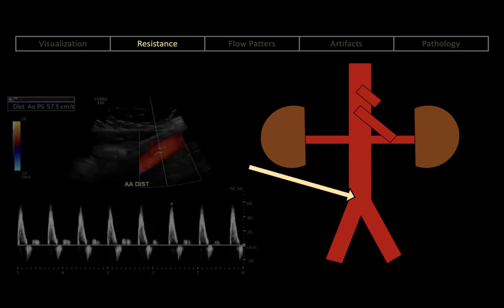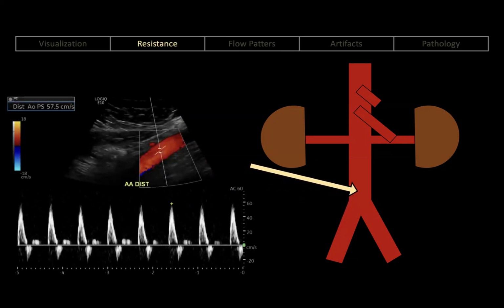Now, if we move more proximally to the distal aorta, we can see that it has a similar waveform pattern with this high resistance flow, and that's because the distal aorta is predominantly supplying blood flow to the distal lower extremities, to muscles that in a resting state are going to be high resistance.